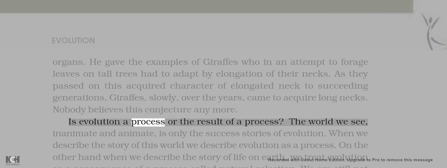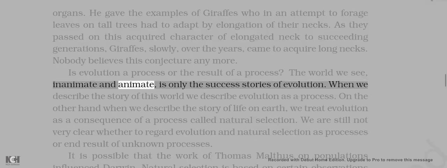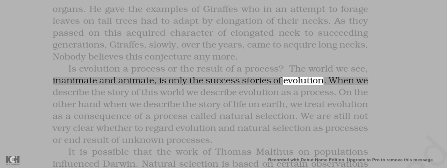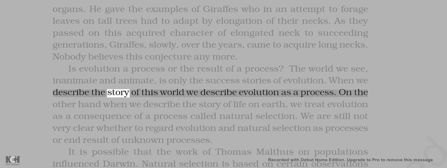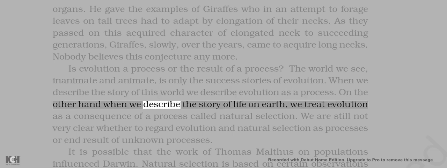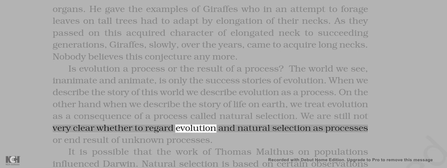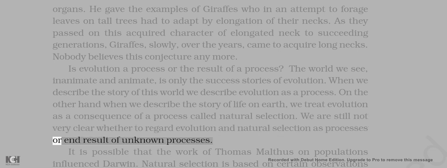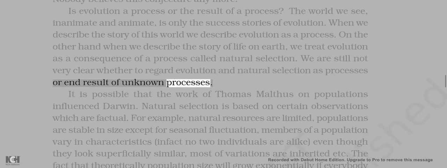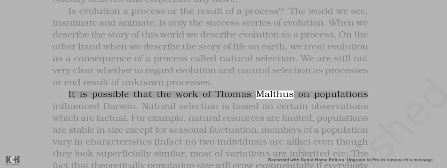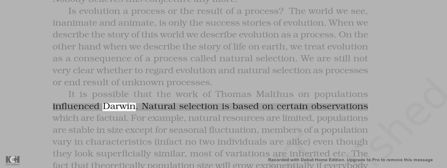Is evolution a process or the result of a process? The world we see, inanimate and animate, is only the success stories of evolution. When we describe the story of this world, we describe evolution as a process. On the other hand, when we describe the story of life on Earth, we treat evolution as a consequence of a process called natural selection. We are still not very clear whether to regard evolution and natural selection as processes or end result of unknown processes. It is possible that the work of Thomas Malthus on populations influenced Darwin.